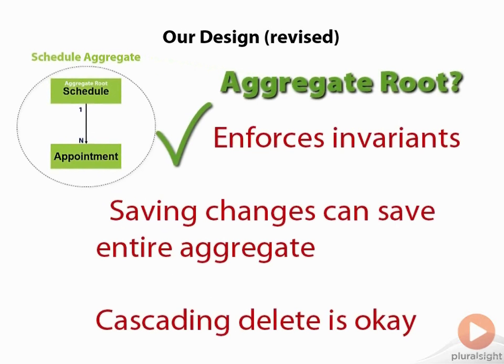So let's see if this passes our other tests about defining aggregate roots. When we save changes to a schedule, does it make sense to update any changed appointments? Yes, it does make sense. And if we were to delete an entire schedule, would it make sense to delete all of its appointments? Yeah, I think that would make sense also.